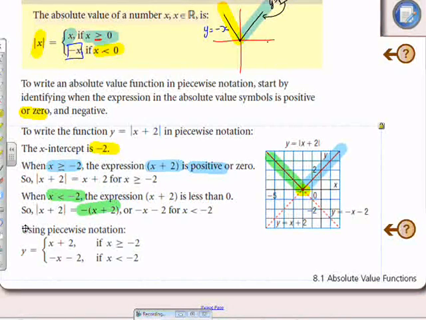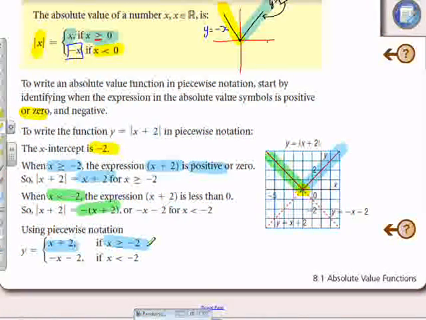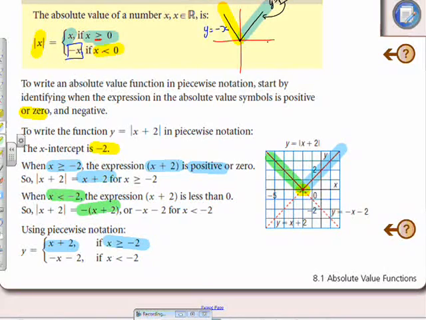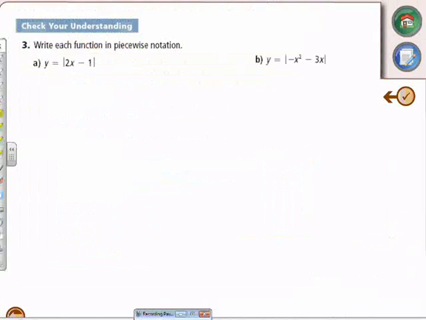So now we go into a piecewise function. We're saying y is equal to positive x plus 2, the blue side, when x is greater than or equal to the bouncing off point, the x-intercept, when it's greater than or equal to negative 2. Y is equal to the negative version of that when we have x less than negative 2.